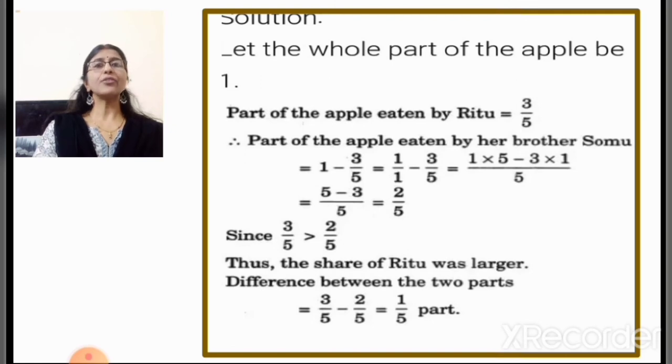Now we will have to find out the difference. They have asked how much more. So to find out how much, we'll have to find the difference of both the fractions. So 3/5 minus 2/5, and as you can see the denominators 5 and 5 are the same, so we'll write 5 in the denominator and 3 minus 2 is 1. So how much more has she eaten? 1/5 part of the apple she ate. Ritu ate more.